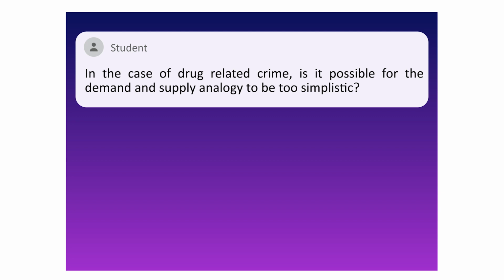In the case of drug-related crimes, is it possible for the demand and supply analogy to be too simplistic? Very good question. Actually, if you think of illegal drugs, are all illegal drugs the same? Well, that itself is a question. Some people view amphetamine or heroin. Actually, what I'm not sure about is cannabis, because in some places cannabis is legal, other places it's illegal. And then, of course, drinking alcoholic beverages is illegal in some places, but not others. So using a simple supply-demand model to analyze this is likely too simplistic.